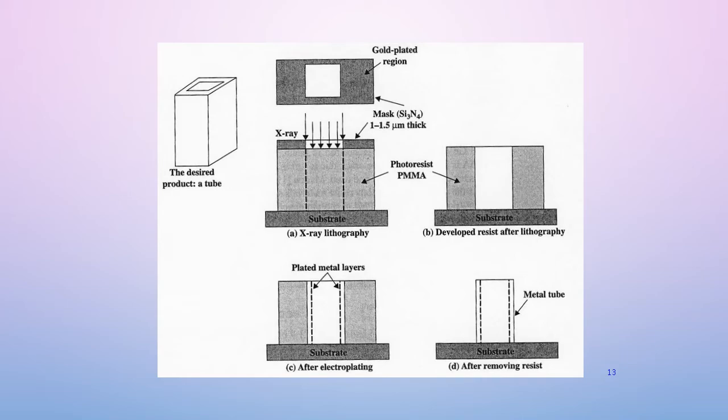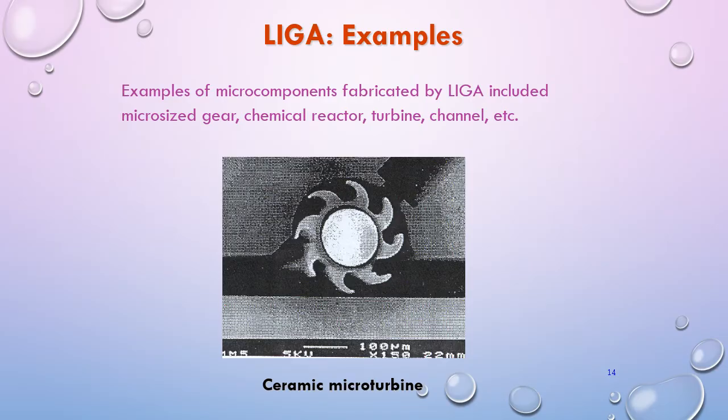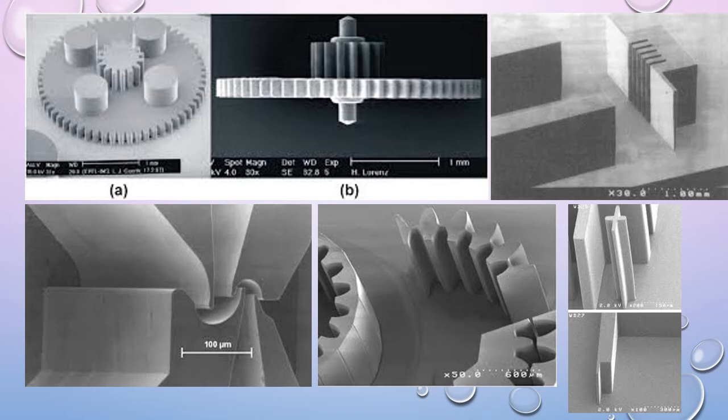Okay. Some examples of the microcomponents fabricated by LIGA include the micro-sized gear, chemical reactor, turbine or channel. Okay, so for example, in the picture here is the ceramic micro turbine located under the FISM. Okay, so then you will see this one is 100 micrometer in size. Okay, so this is the product. Here are some collections of the products produced via the LIGA process.